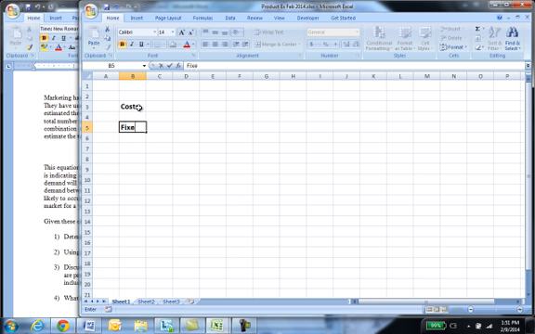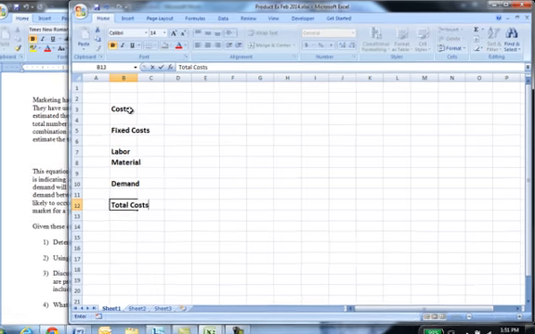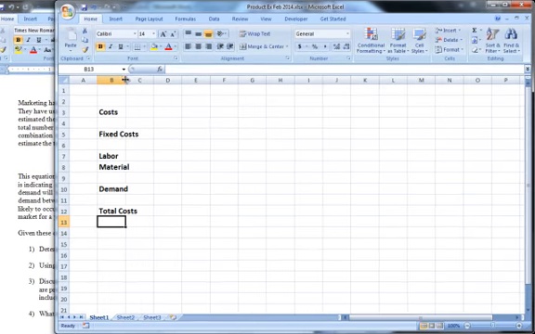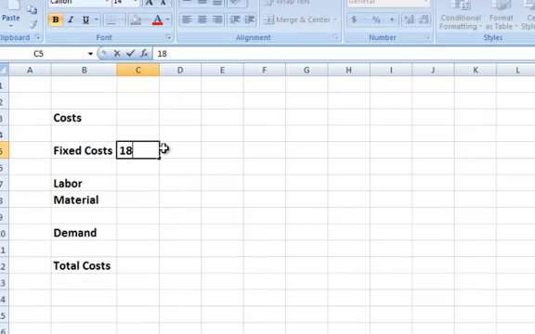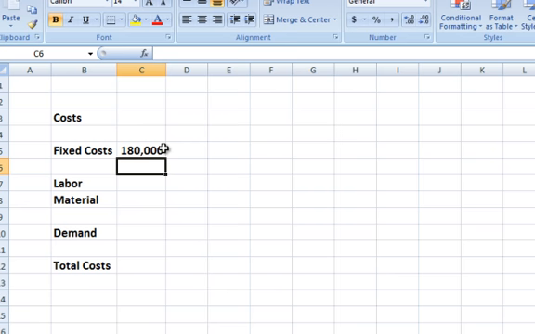which will consist of fixed costs, also the variable costs of labor and material. We'll also have to worry about what the demand is going to be so we can figure out the total costs. For fixed costs, that was going to be a uniform distribution in our final simulation. For now, we'll just type in a potential number for that of $180,000.